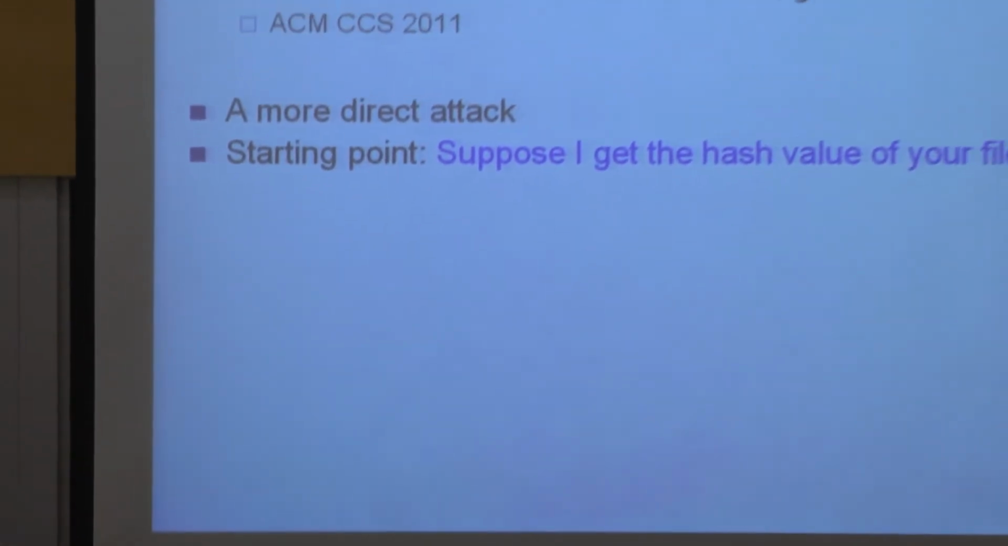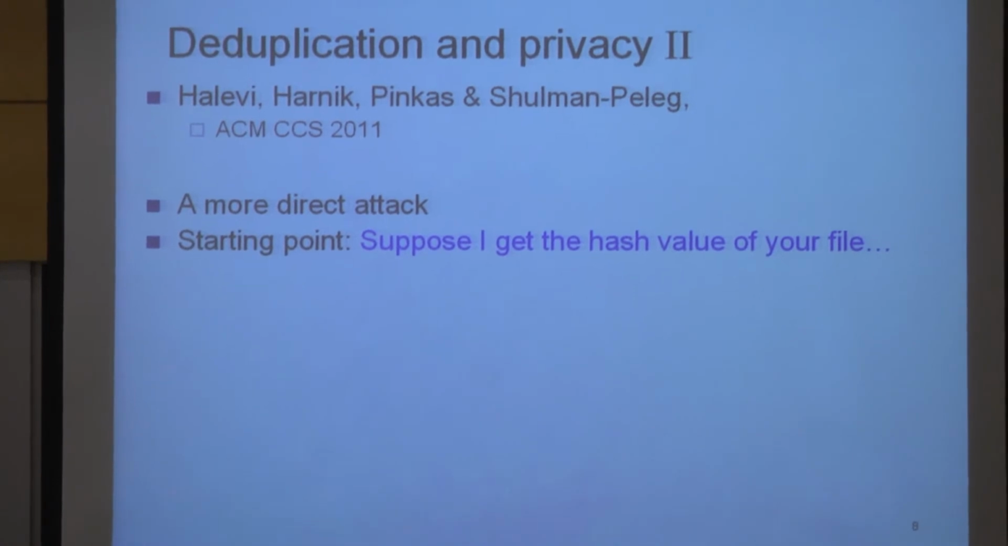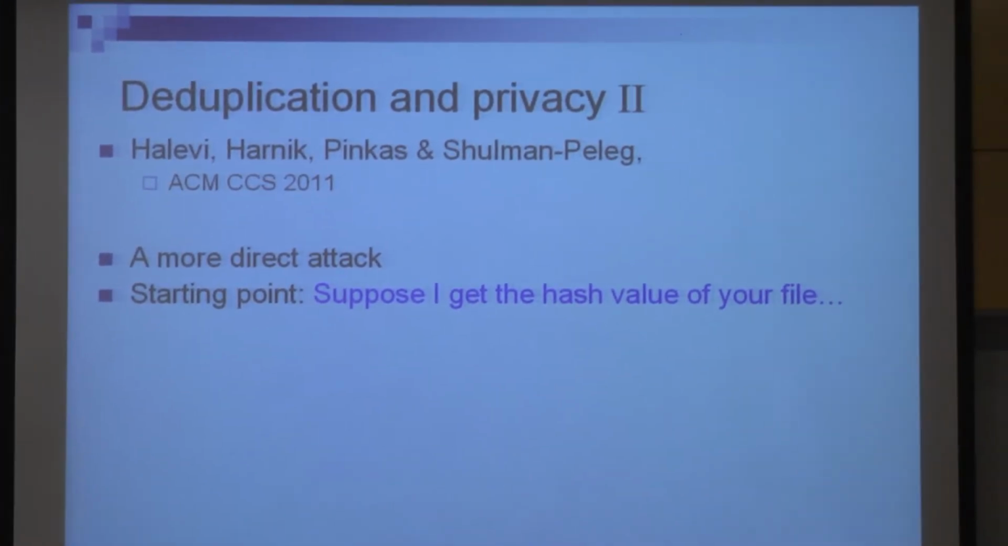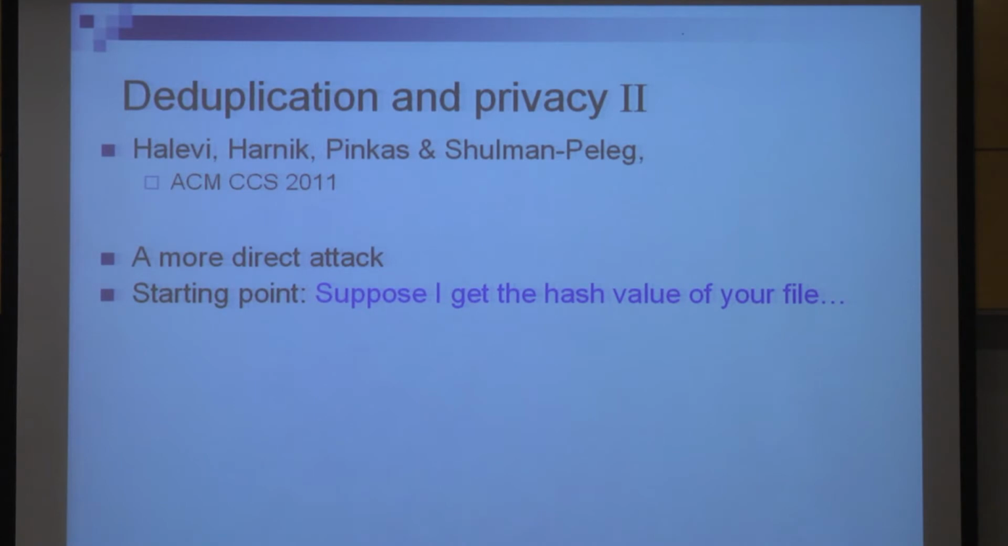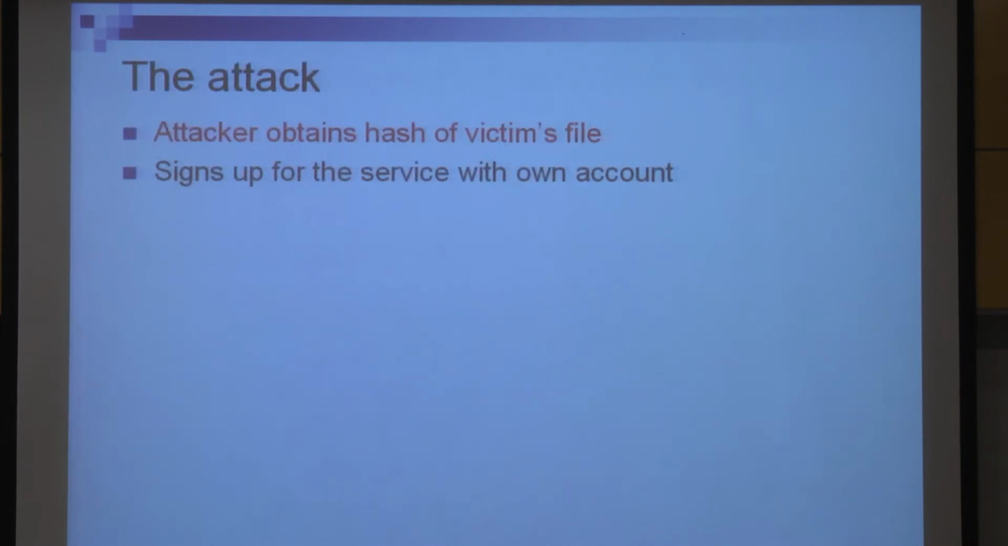So what next? We have another work on deduplication and privacy, same setting, but it's a more direct attack. This one was with Shai Halevi as well. It's more a direct attack in the sense that you'll see soon, because you actually get data out of the cloud. But it starts with the following theme. Suppose I get hold of a hash of your file. That's how it's going to start out. So here's the attack. The attacker obtains a hash of the victim's file. I have a file. Somebody managed to get the hash of this file.